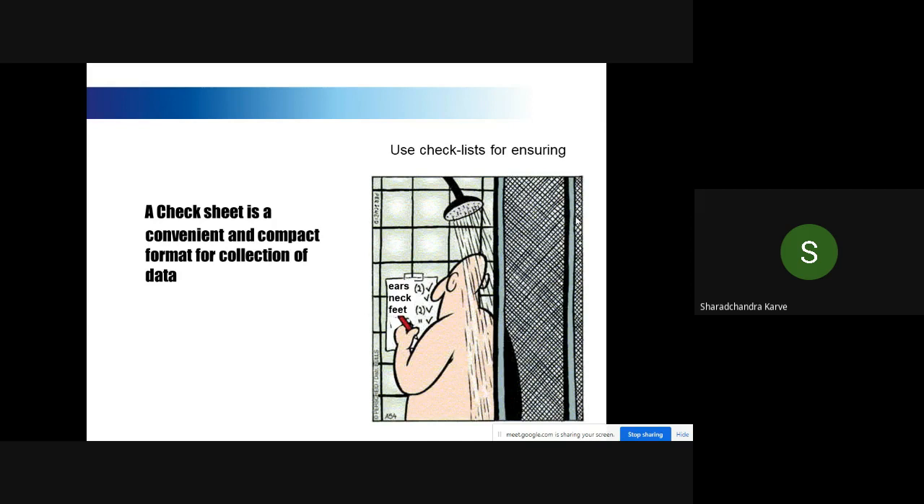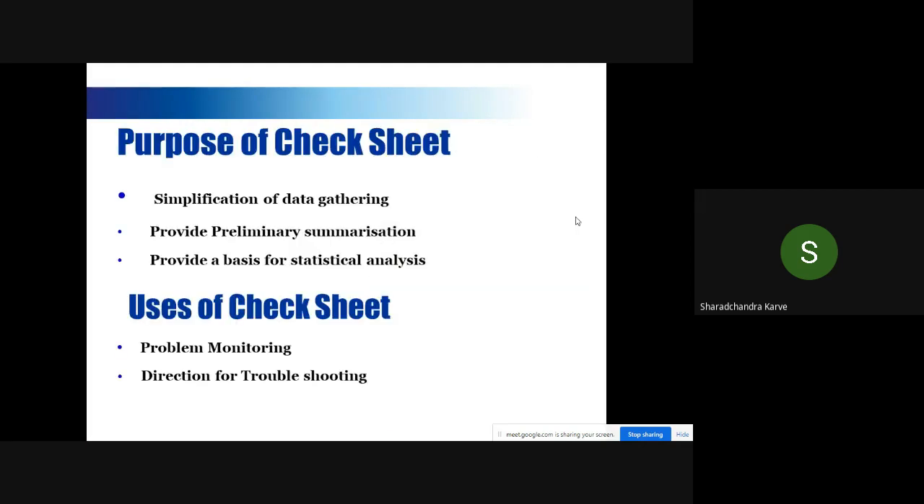But in this case, this is not an ensuring checklist. What we are talking about is a data collection check sheet. So how does it work? Next slide, please. It is very simple. All the 7 QC tools, as the word basic suggests, are very basic, not rocket science, very easy to understand. But what is important is that you have to use these tools to collect the data. So what is the purpose of a check sheet? It is simplification of data gathering, it provides a preliminary summarization, and it provides a basis for the next level of statistical analysis.